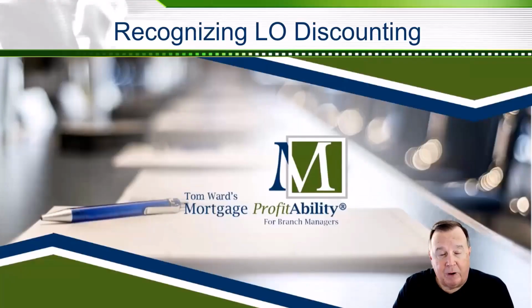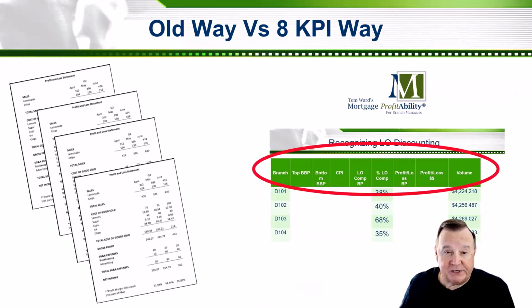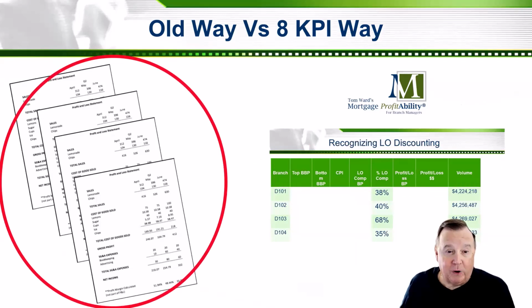Today, I want to talk about how you can recognize the LO's discounting from the rate sheet. What we've done, as we've talked about before, is we've converted a P&L to an 8-key performance indicator. And this is the old way here on the left, which is just 3-4 pages of a P&L. And ultimately, sometimes it's detached from the production report. Sometimes it's not. Sometimes they're included.